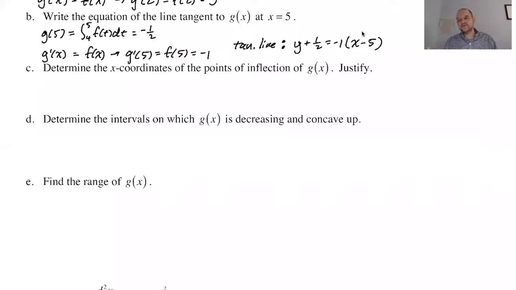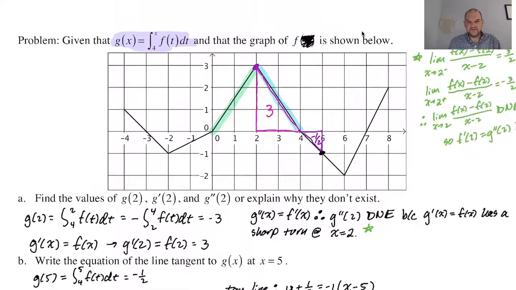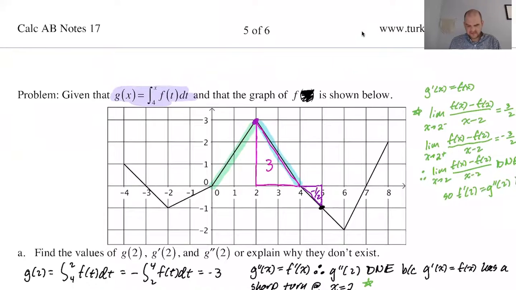All right, we're back. This is page 6, kind of like part 2 of note 17. And we're talking about just calculus stuff, so let's keep going. To remind you, we've already done this part of the problem. So we know that g of x is the integral from 4 to x of f of t dt. We're given the graph of f.